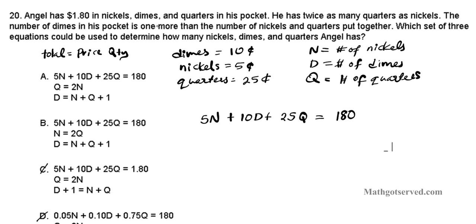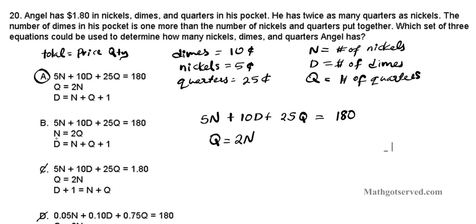It says the number of dimes in his pocket. Now let's go to the second statement. It says he has twice as many quarters as nickels. So which is more, the quarters or the nickels? He has twice as many quarters. So we have more quarters than nickels. Okay? So what that tells me is that the number of quarters you have is twice the number of nickels you have. How many nickels do we have? n, right? So it's twice n. So q is equal to 2n. And that tells us that option A is correct.